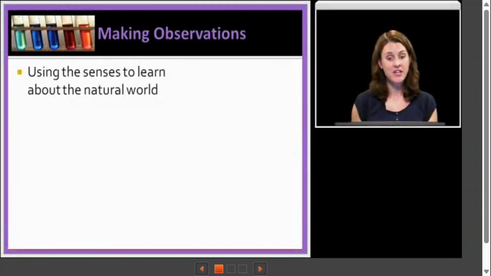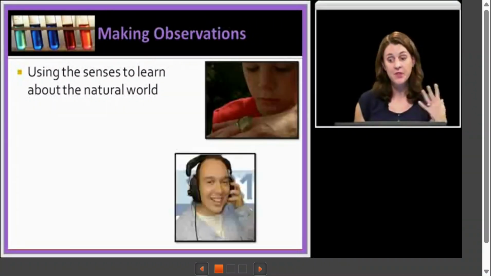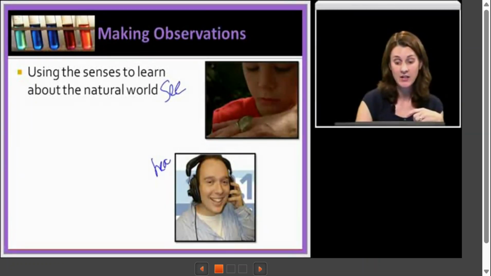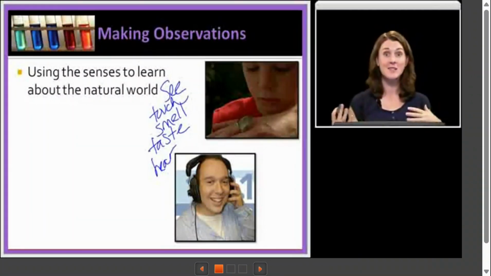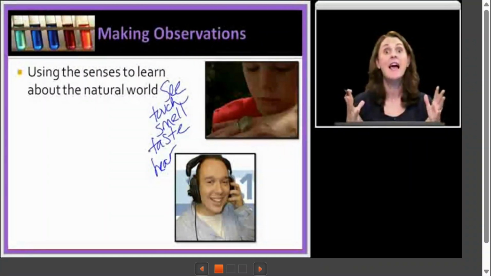So, making observations. What that means is using as many of your senses as possible about the natural world. What do you see? What do you hear? Can you touch whatever it is you're observing? Can you smell it? Can you taste it? Of course, that's going to depend on the type of experiment and what it is you're working with. But you want to use as many of your senses as possible and use as much detail as possible when you're making those observations.